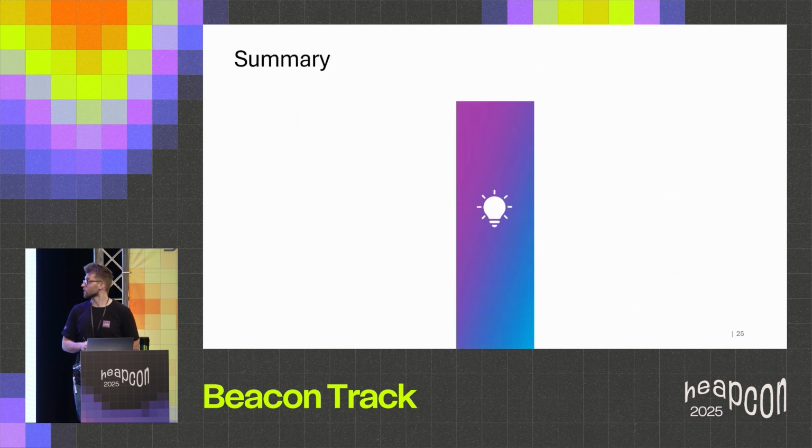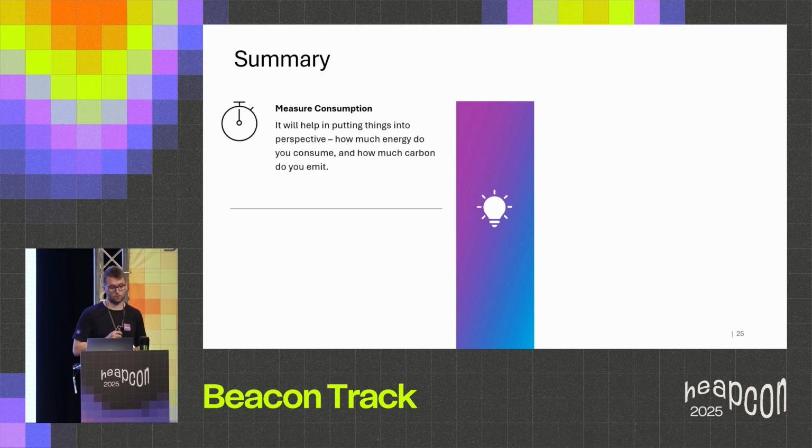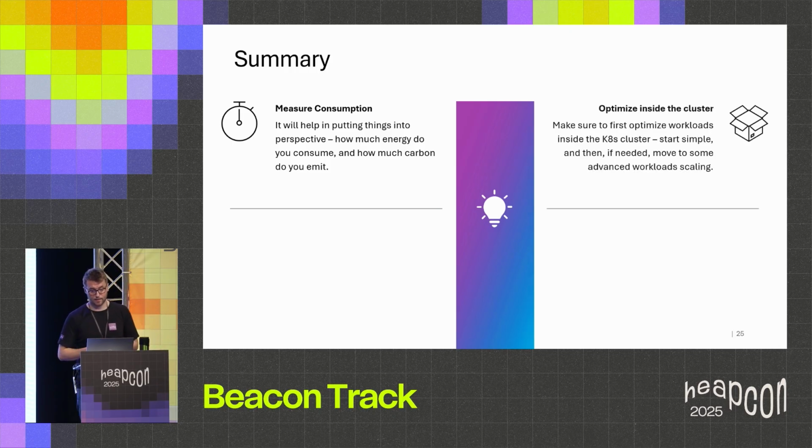So to summarize, first, we need to measure our consumption. It will help put things into perspective. How much energy do we consume? How much carbon do we emit? Next, we need to first optimize inside the cluster so we can figure out our workloads. Start simple, and then, if needed, we can optimize a bit more advanced.